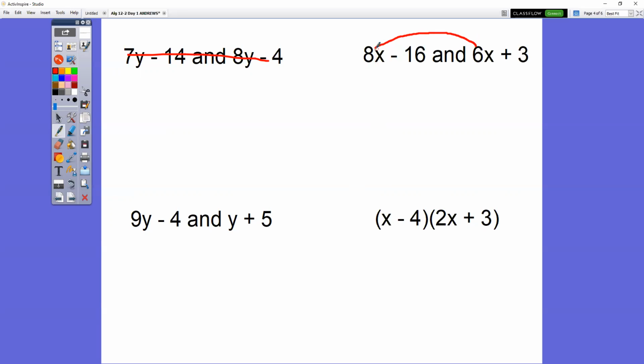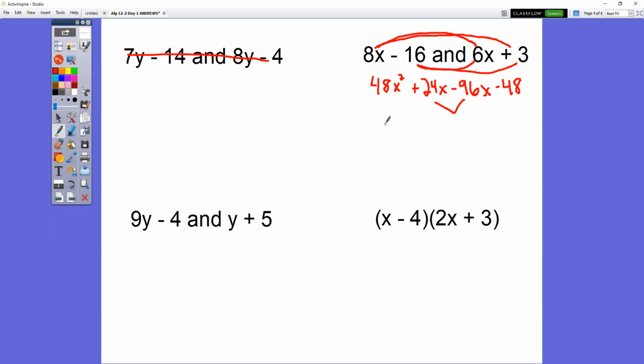With firsts, you have 8x times 6x, which is 48x squared. 8x times 3, which are your outers, would be 24x. -16 times x is, I got to go to my cheat sheet here, is -96x. And -16 times 3 is -48.